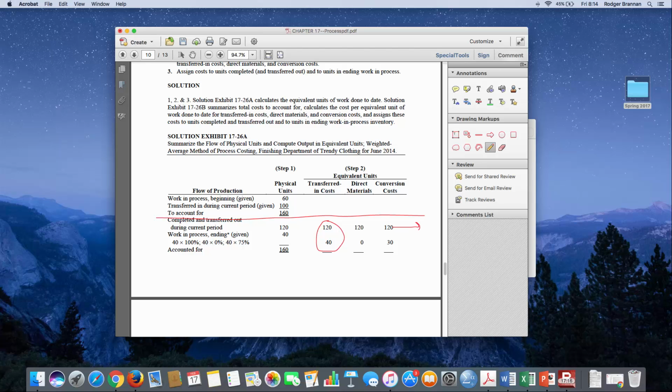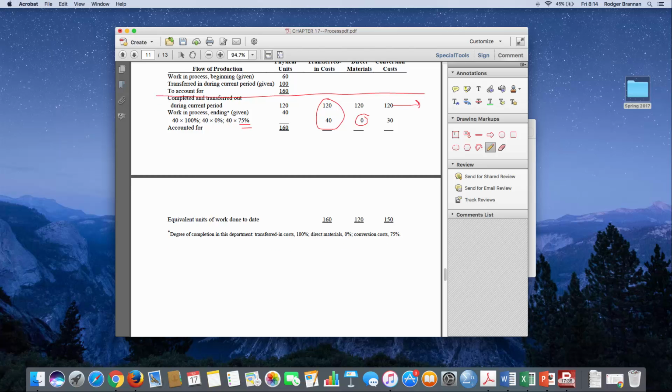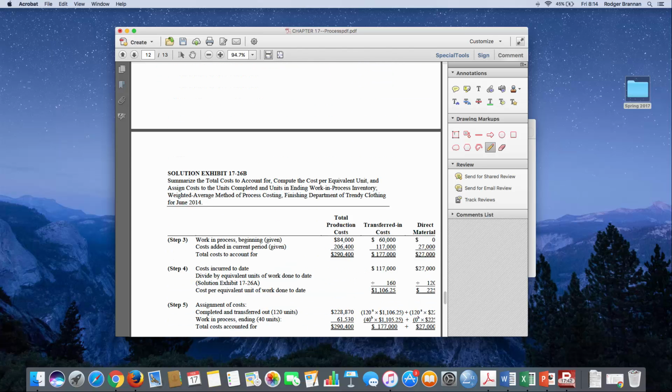It's done. Now, notice here, in this particular problem, they say materials are added at the end of production. So it's 0 in terms of percentage. But in this case, conversion is 75% complete. So the 40 times 75% gives you the 30 equivalent units. So I sum them up, the 160, 120, and 150 accordingly. All right.